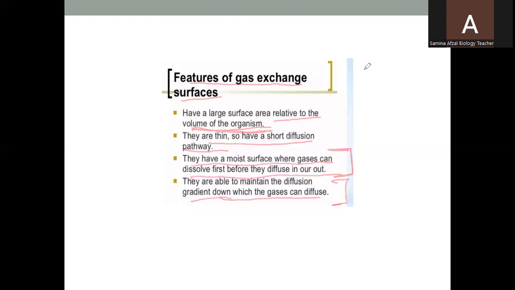So as I had told you, diffusion is movement from the higher concentration towards lower concentration. If the concentration gradient is high, then gases can move very fast. So in this way, these features play a very important role in the gas exchange system.